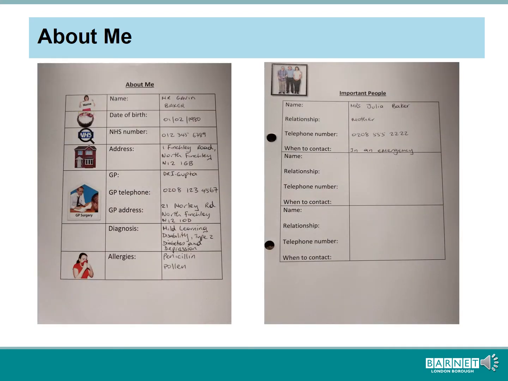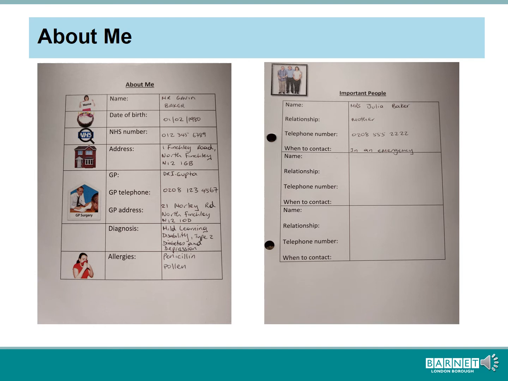I've created some examples here just for you to understand. On the first page, About Me, you'll need to make sure that you fill in the person's name, date of birth, NHS number, address, GP details, their diagnosis and their allergies. And it's important to fill in all the sections.